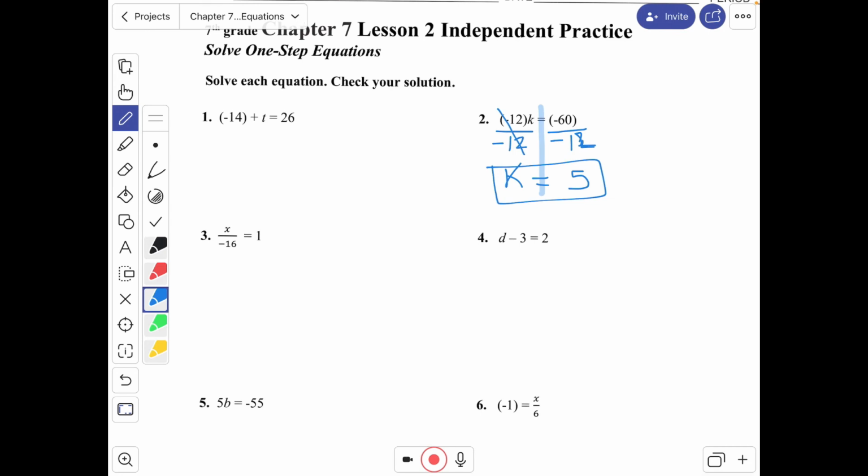Let's look at number 3 here. We have x divided by negative 16 equals 1. Well, what are they doing to the x? Dividing by negative 16. So the opposite of dividing by negative 16 is multiplying by negative 16. So I'm going to multiply by negative 16. That makes the 16s cancel. And on the left, I have just x equals 1 times negative 16, which is negative 16.